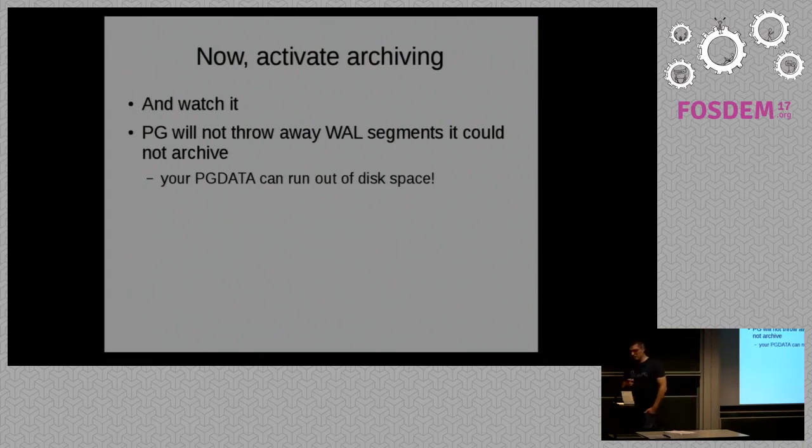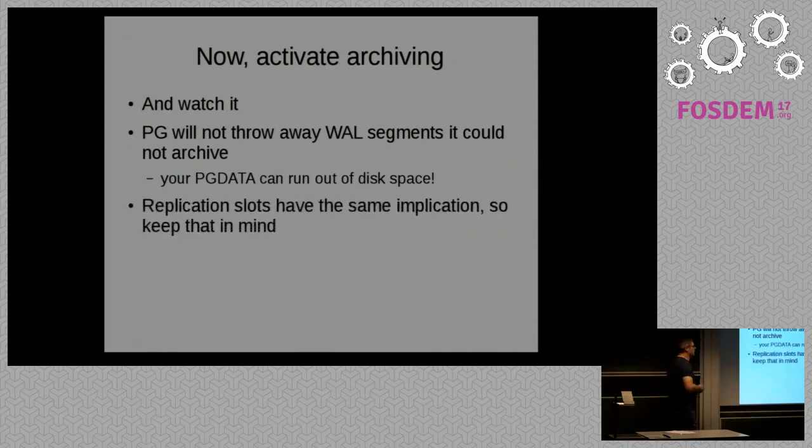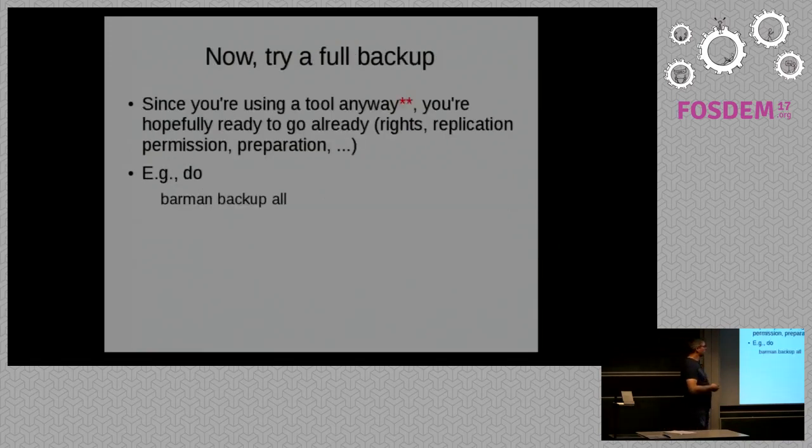If it does not work, you might run into trouble after a while, because Postgres will not throw away any WAL segment it has not archived. So if you have a script that does the job right but does not return zero, Postgres will try to run that over and over again and not throw away the WAL segment, and then you get called out of bed in the middle of the night because you're out of disk space. Replication slots, by the way, work the same way. They will not throw away any WAL segment that has not been sent through all replication slots. Keep that in mind if you want to use replication slots.